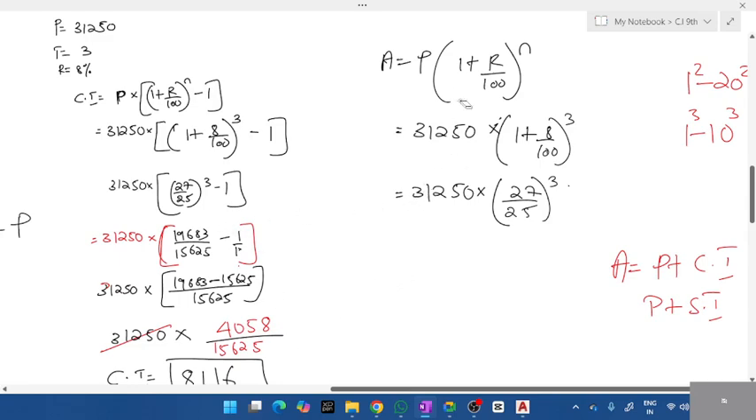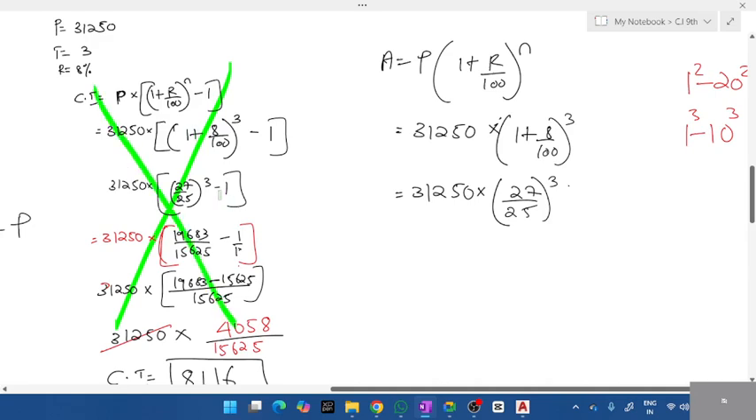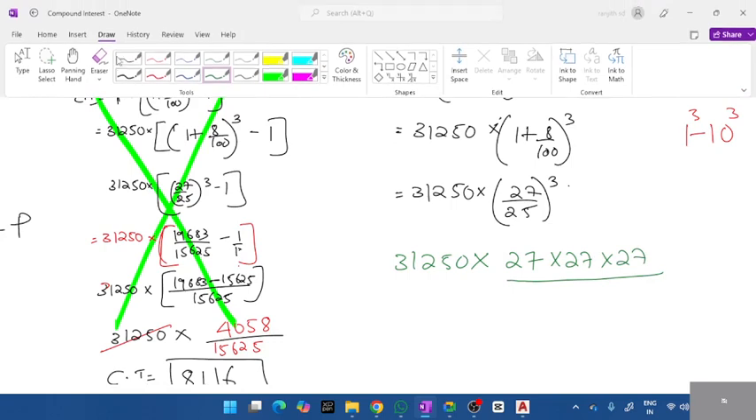Okay, now the same question. If you directly want to find the amount, just imagine they have asked us to find the amount, students, not the compound interest. So how do you calculate the amount? 31,250 multiplied by, how many times is 27 multiplied? Thrice? Yeah, divided by 25 cube. What is 27 cube here? What's the answer you got?